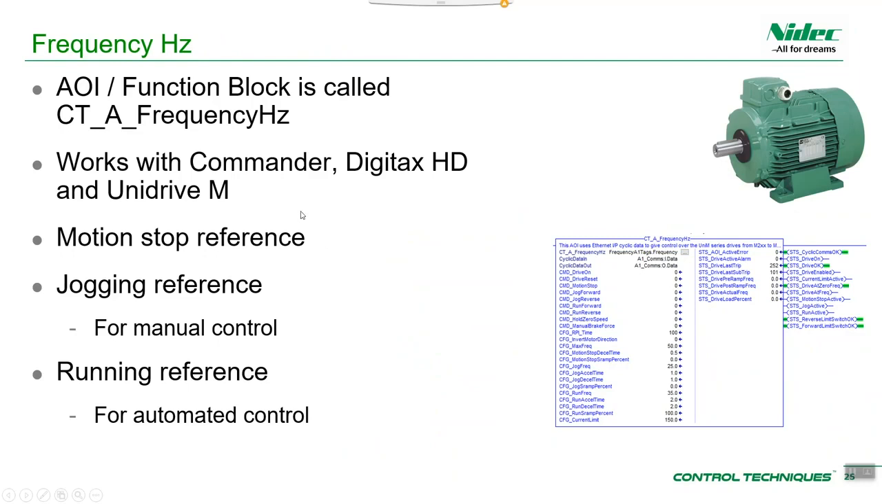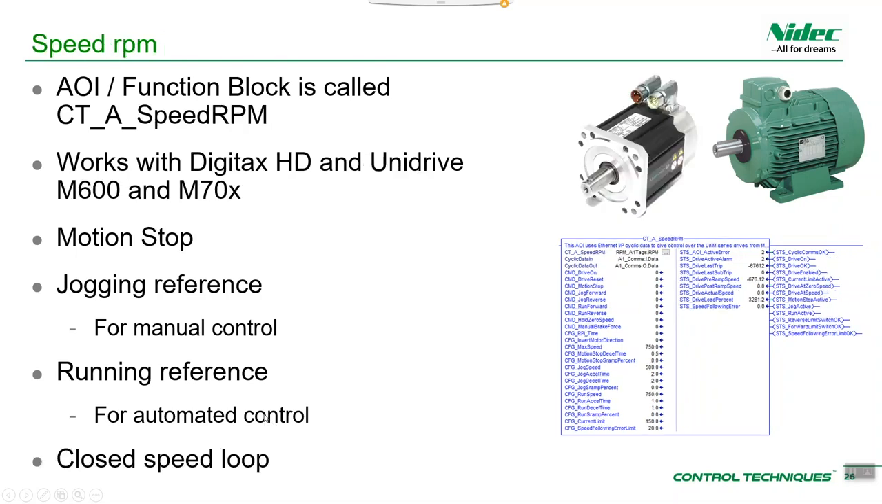So onto the motion functions themselves. The first one is called CTA frequency hertz. This one works on the entire current AC drive range, so it works on the Commander range, Digitax HD and Unidrive M, because all of them support open loop control. It has a dedicated motion stop reference, a jogging reference for manual control, and then a running reference for automated control, so when you're running your process from a program.